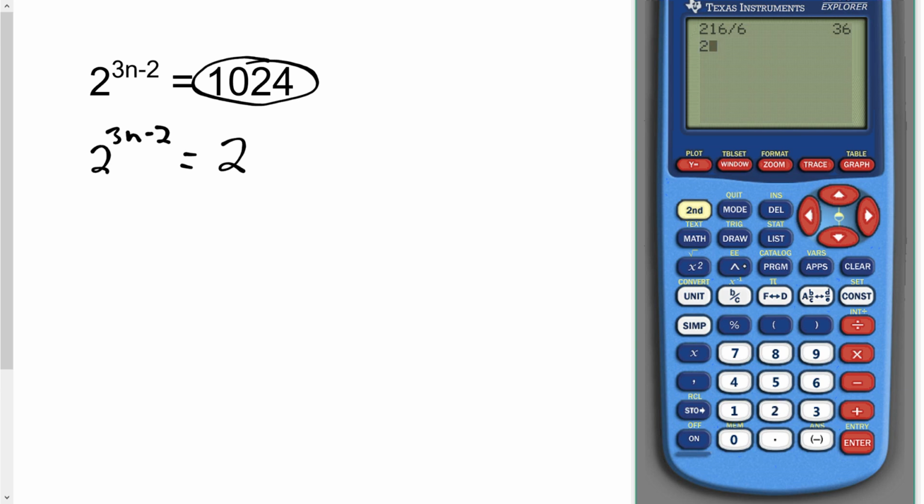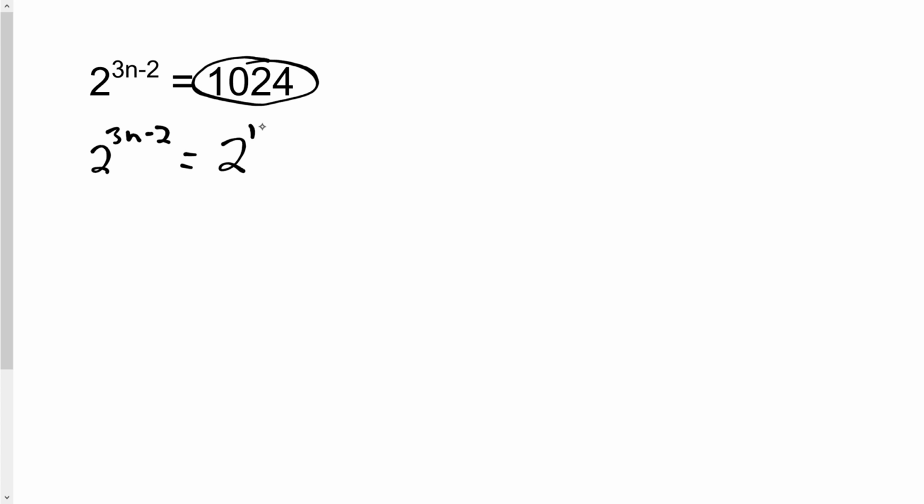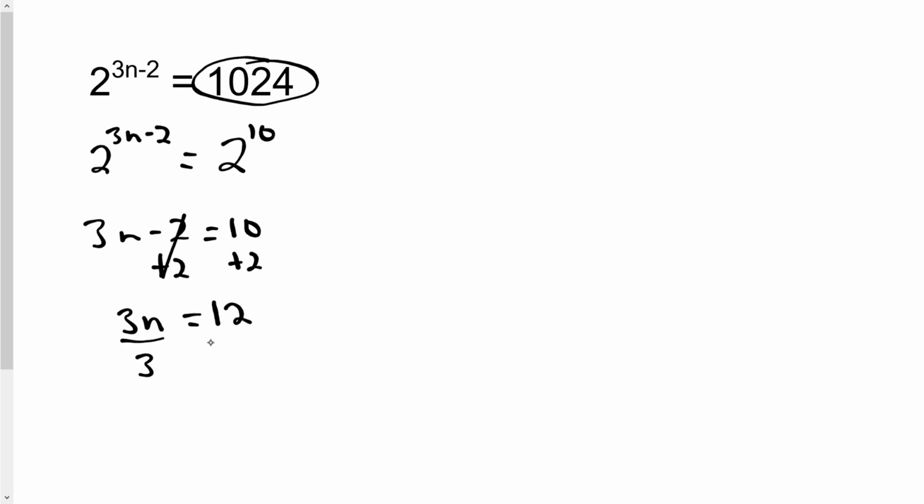2 to the power of 10 should be 1024, and it is. So this is 10 here. We're going to ignore the bases because now they're the same. We have 3n minus 2 equals 10. Add 2 to both sides. Leaves me with 3n equals 12. 10 plus 2 is 12. And then divide both sides by 3 to get rid of the coefficient. n equals 4.